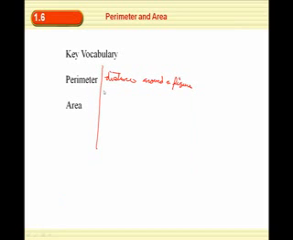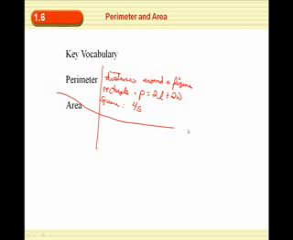We're going to deal with rectangles and squares. So for a rectangle, perimeter is 2 lengths, 2 times L, plus 2 widths, 2 times W, or you could just add them all up, but this is just a little shortcut. For a square, since all the sides of a square are the same, the perimeter of a square is 4 times S, 4S. So that's perimeter. Put a line right there.